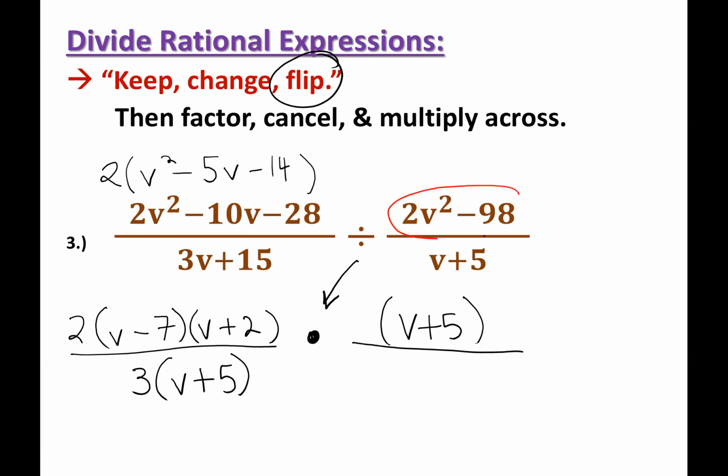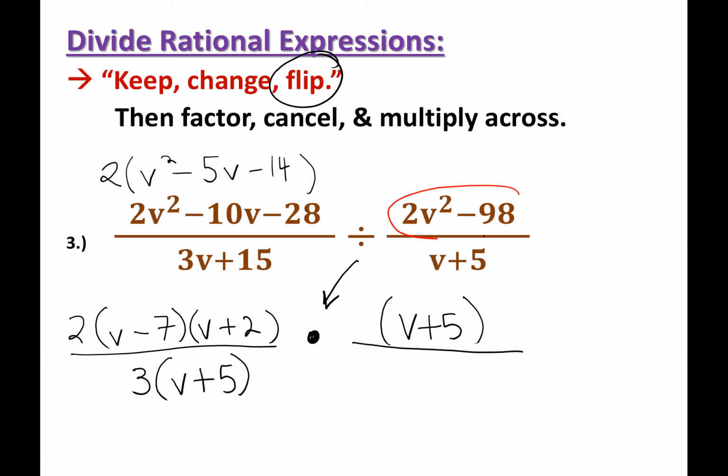Okay, so we're taking a look at what we have. We've rewritten the problem. Each part has been completely factored. We factored out a 2 in the numerator over here, 2, v minus 7, v plus 2, over 3, v plus 5. Division changed to multiplication. Then we flipped the second fraction. Keep, change, flip, right? The v plus 5 moved from the denominator to the numerator. And then we ended with 2v squared minus 98. We took out a 2. And then the v squared minus 49 got broken down more into v plus 7, v minus 7.